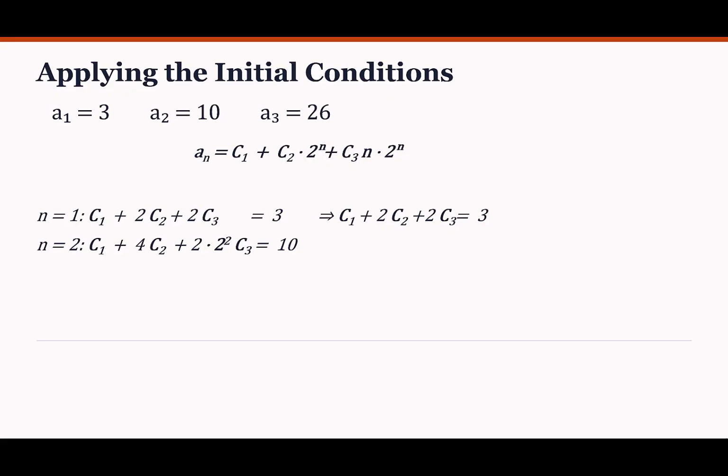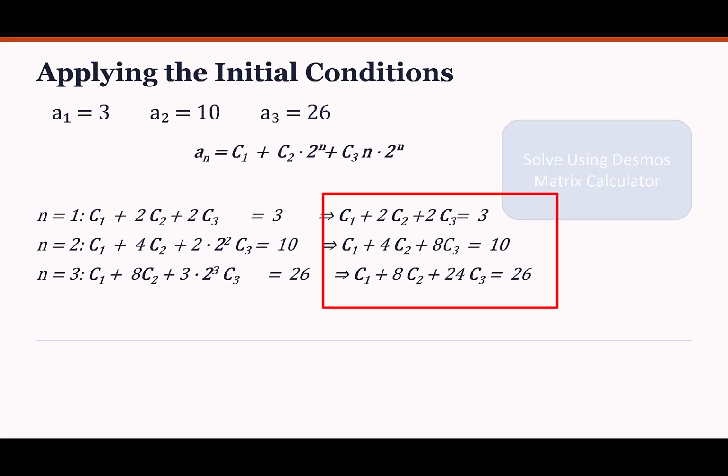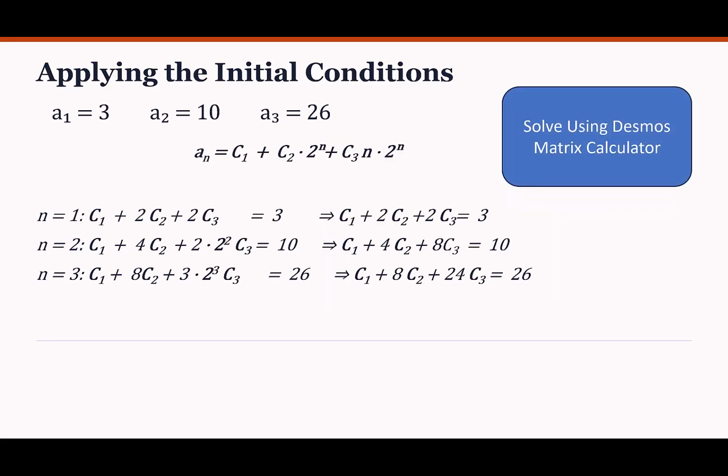Now we plug in n is equal to 2. It gives us c1 plus 2 squared, which is 4, times c2 plus 2 times 2 squared times c3, which is 10. We can write that as c1 plus 4c2 plus 8c3 is 10. Then, when n is 3, we have c1 plus 2 cubed, which is 8, times c2 plus 3 times 2 cubed times c3 is 26. That simplifies to c1 plus 8c2 plus 24c3 is 26. Now we have 3 equations with 3 unknowns. We have plenty of ways to solve this, but we're just going to do it using the Desmos matrix calculator.